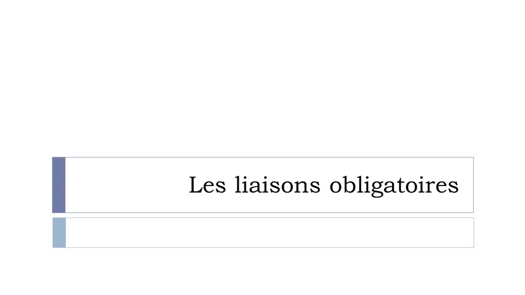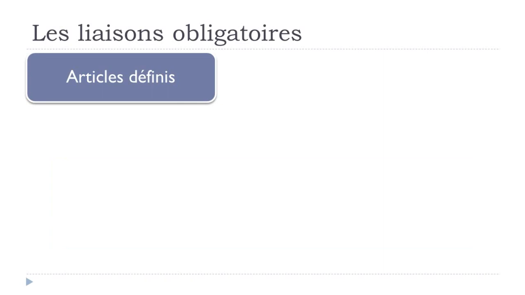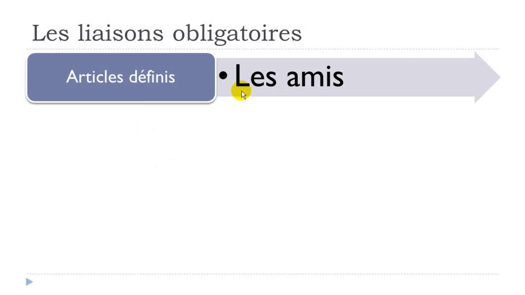So let's start now. So the first situation when you should make it is when you use these articles définis, so le, la, les, remember the in English, and then when you've got the plural form, so it's les. It's like that, and then it ends with this S. If you've got a word after, starting with a vowel like this one, amis, friends, then you should make the liaison. Les amis. All right? Les amis.